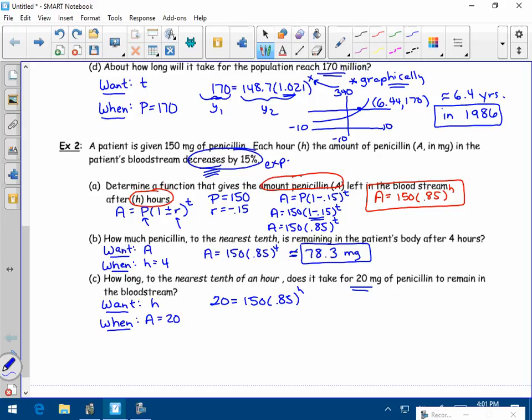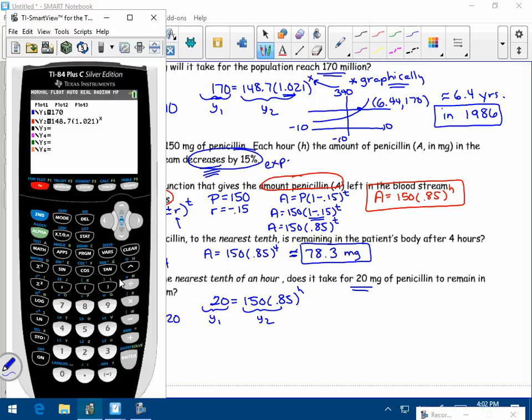Now how am I going to solve that? Don't know how to do it algebraically yet. You will in a couple months. But I can't get common bases with 20 and 0.85, so we're going to do the old y1, y2 calculator sets. So here's y1, clear out what we got, 20. y2 is 150 times 0.85 raised to the x.